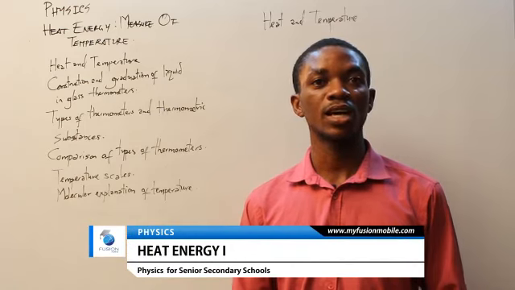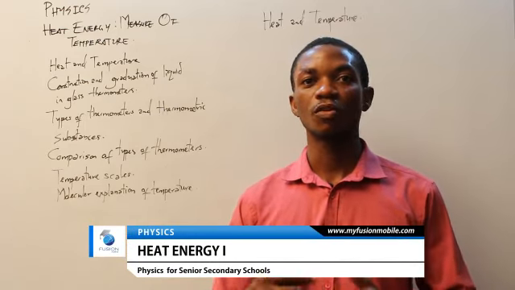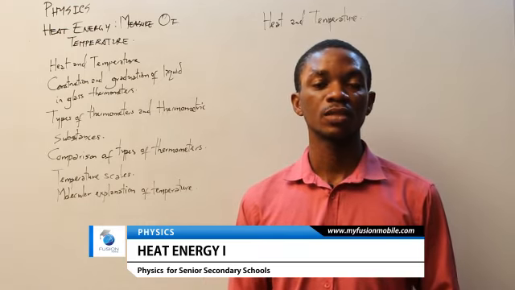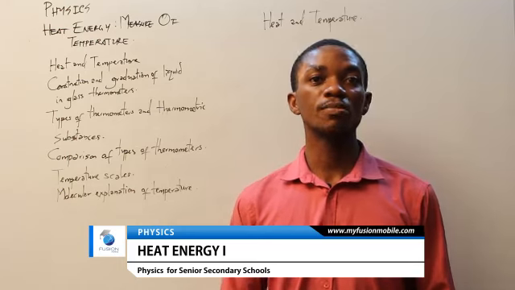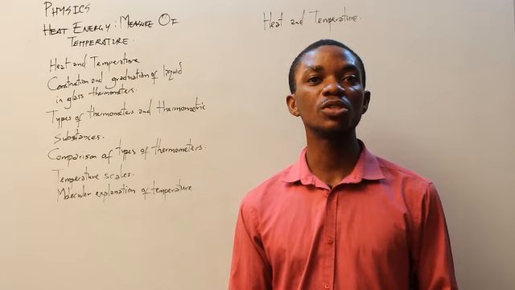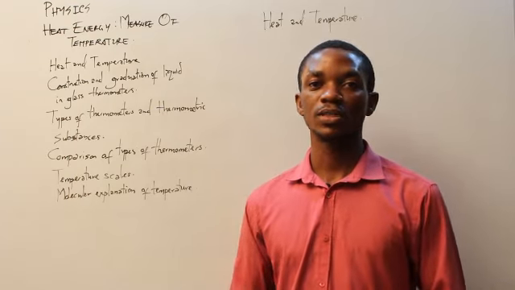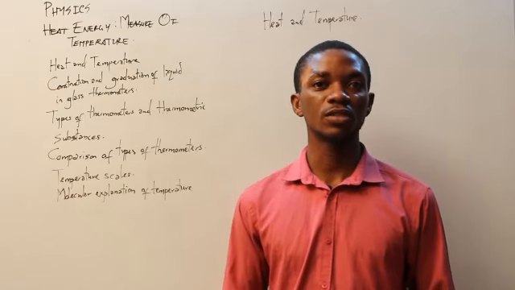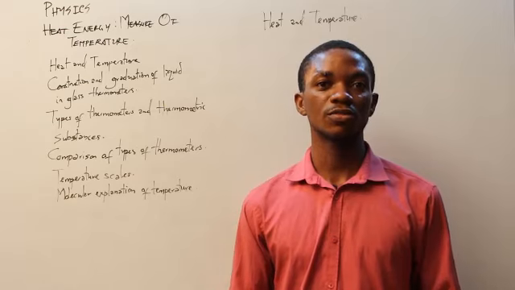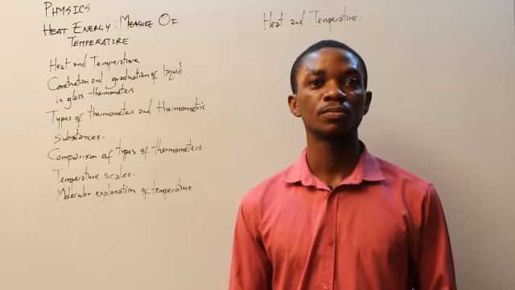The differences between temperature and heat, some of them include the fact that heat is an energy, temperature is not an energy. Temperature is just a degree of coldness or hotness of a body. Also, heat is measured in joules, the unit for measuring energy, while temperature is measured in Kelvin. That's the SI unit for temperature. Also, we have other scales such as Fahrenheit and the Celsius scale, which is also known as the centigrade scale.